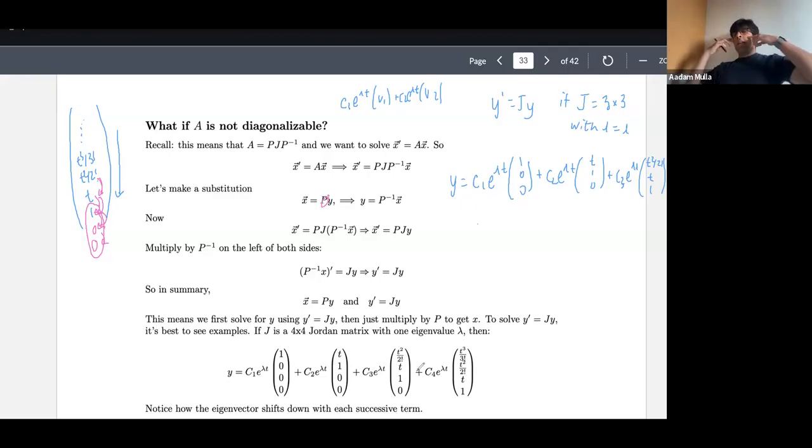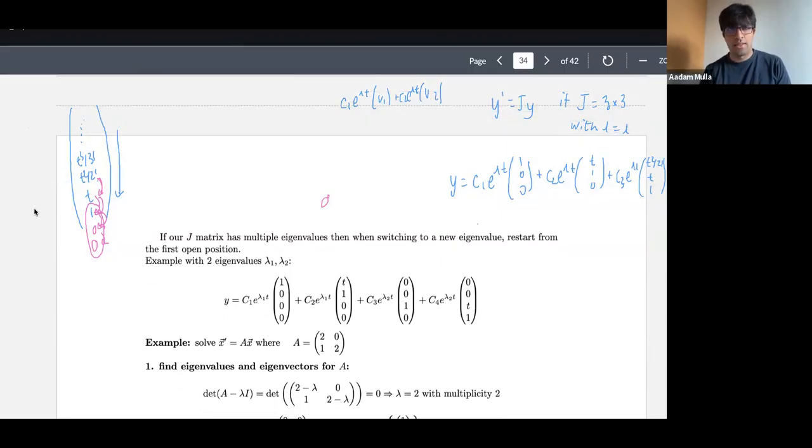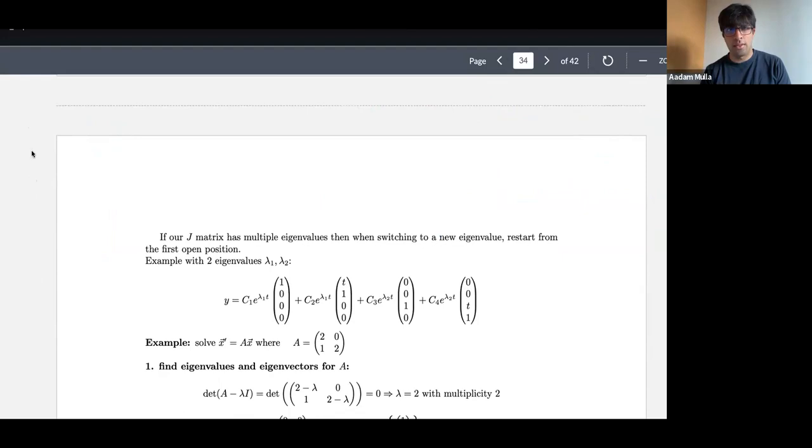It gets a little bit trickier if you have multiple eigenvalues. So let's say in this 4 by 4 case, we'll just follow the example here. Here's the 4 by 4 case, but now we have 2 eigenvalues in our Jordan form. So our Jordan form looks like a 2 by 2 block with lambda equals lambda 1, and then a 2 by 2 block with lambda equals lambda 2. In this case, the beginning starts the same. So y equals c1 e to the lambda 1 t. The first two are going to be for lambda 1. Our eigenvector is going to look like 1, 0, 0, 0.